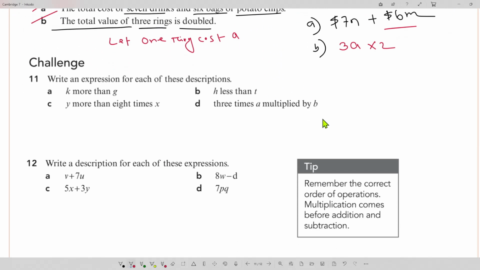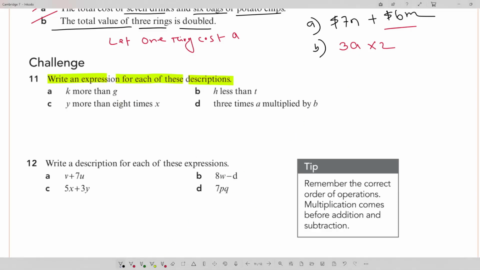Number 11 is our challenge. Here it is mentioned, write an expression for each of these descriptions. K more than G. K more than G.